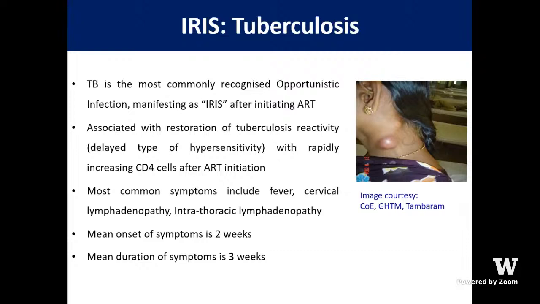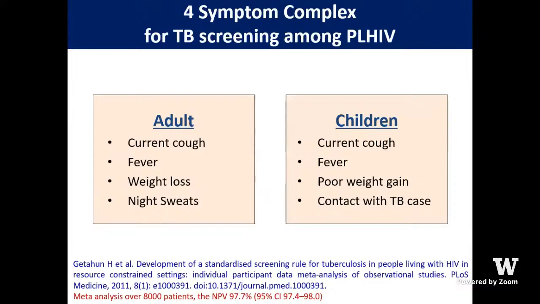And some of the studies have shown that 1/3 of very low CD4, very high viral load patients developed IRIS, 1/3 in some of the studies. Next slide. So what is that?